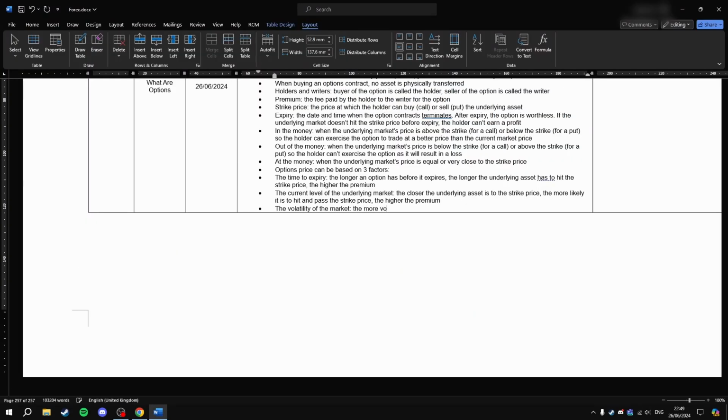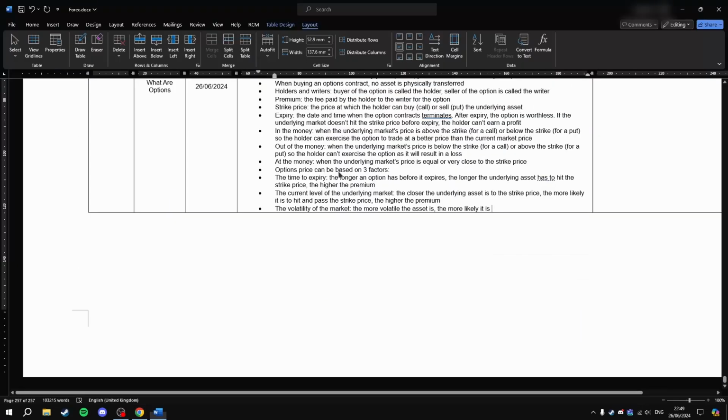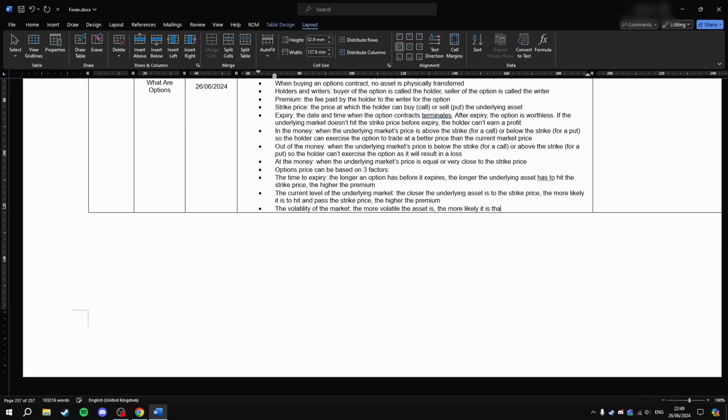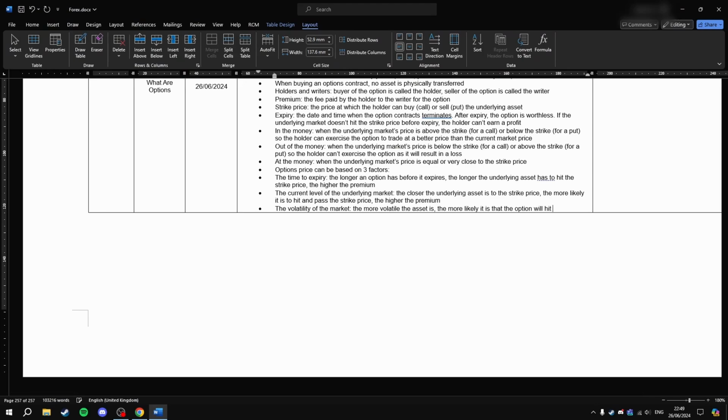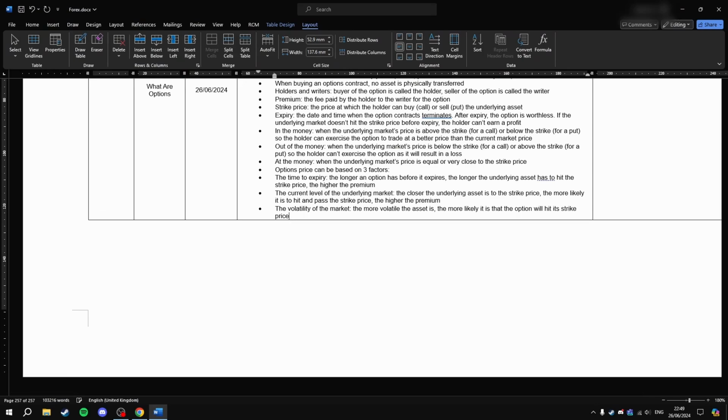The more volatile the asset is, the more likely it is that the option will hit its strike price, the higher the premium.